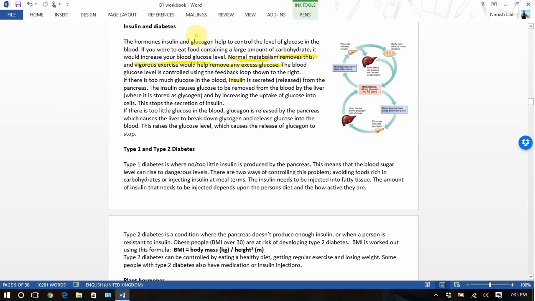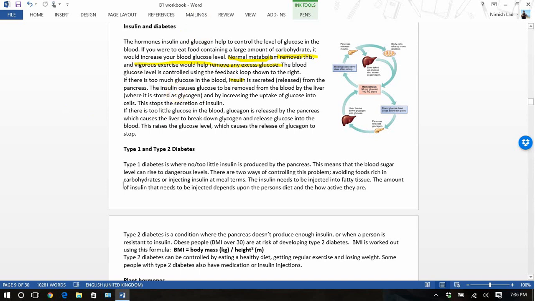Glucagon turns glycogen into glucose. That's what happens. One happens if you've got too much glucose in your body. That's when insulin comes out. One happens when you've got not enough glucose in your body. That's when glucagon comes out.